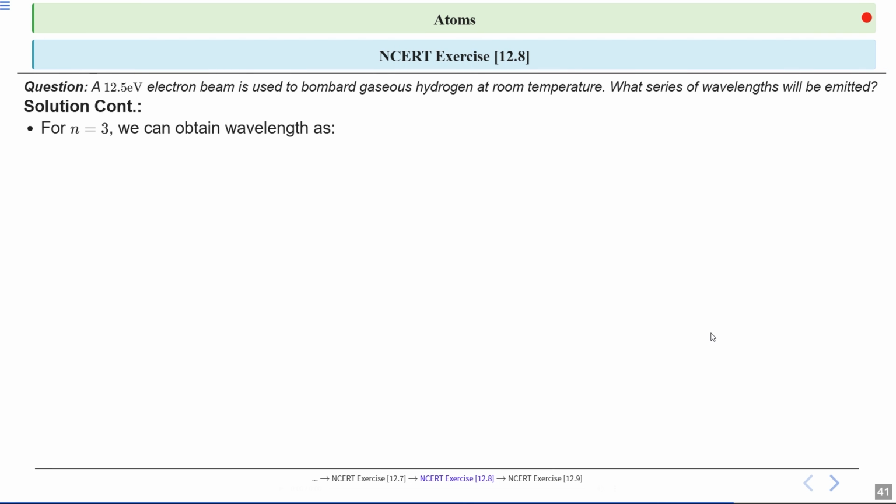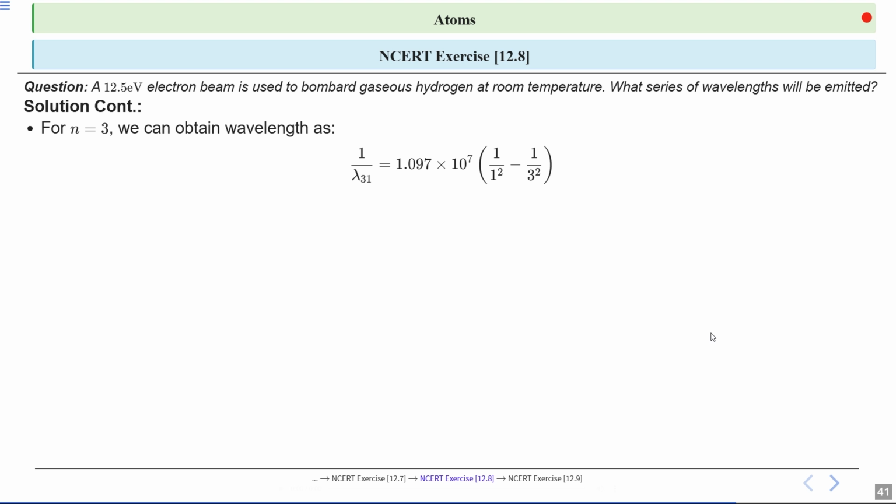Now let's focus on the case where the electron excites the hydrogen atom to the n equal to 3 energy level. We are going to calculate the wavelength of the light emitted when the atom transitions from n equal to 3 down to n equal to 1, which is the ground state. This is an example of electron transition in the hydrogen atom. So here we use the Rydberg's formula to find the wavelength.